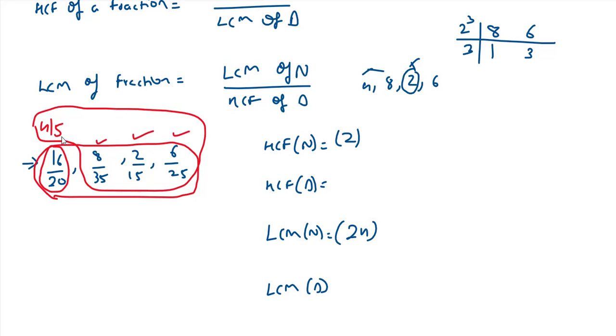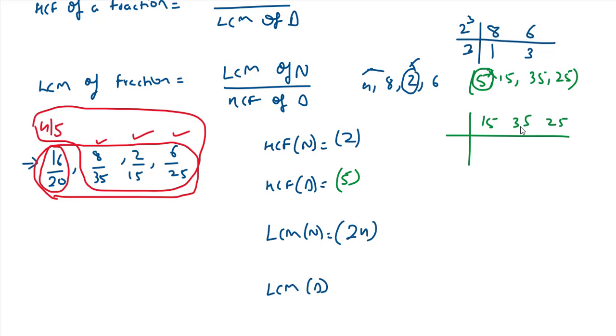Now the terms in the denominators are 5, 15, 35 and 25. Again, just by visual observation, since HCF is the highest number that can divide all these numbers, by observation we can say that the HCF is 5. For the LCM, we'll have to do simultaneous factorization. Since 5 is a factor of 25, we can ignore 5. We'll take the rest of the numbers.